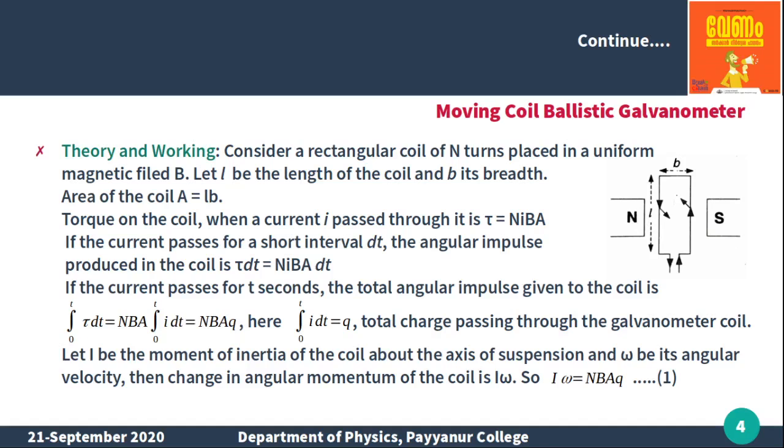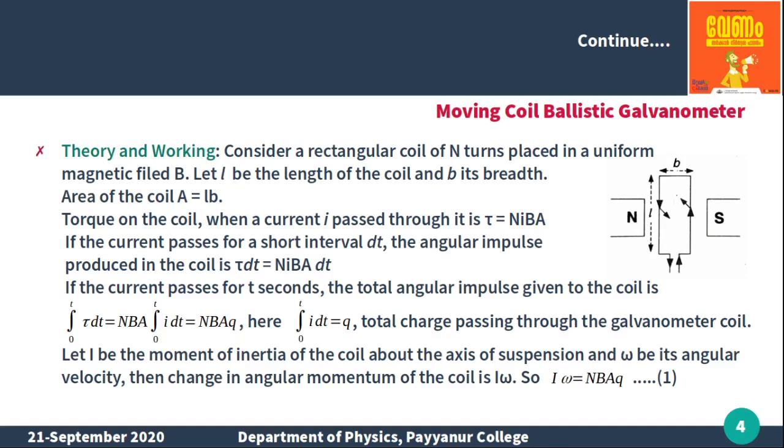If you act a force for a short time, you get an impulse in linear motion. Here we are applying only torque for a short interval. That means you are giving a short angular impulse to that coil. There, you used to get impulse as force into time. Here also, the short angular impulse produced by the coil we can write as tau dt. Torque means angular, so here it is angular impulse.